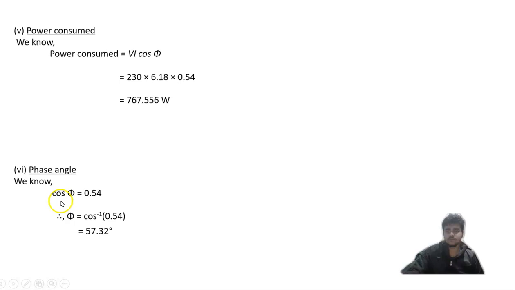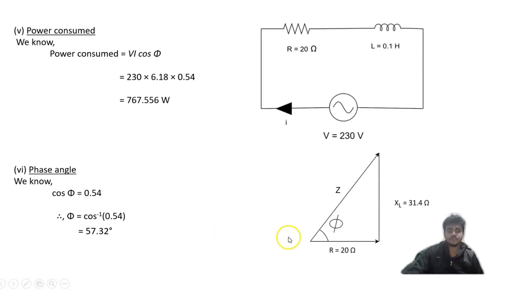Phase angle, we know cos alpha equals cos phi, equals 0.54. Therefore phi equals cos inverse 0.54, and we get 57.32 degrees. That is, the angle between the resistance and the impedance is 57.32 degrees. You can get it clear from this impedance triangle.